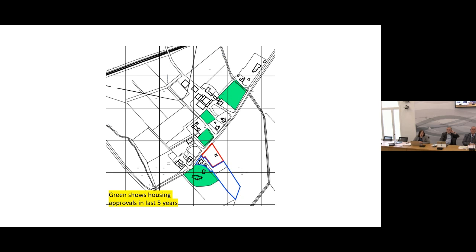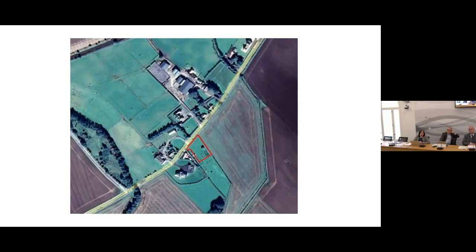This is also some information from the appellant's information. Again, the application site shown in red there, and the green areas are just highlighting where other houses have been granted permission in this area in the last 5 years. Next slide, please. This is an aerial image just to give you another impression of the application site in red there around the paddock area and the existing development on either side of the road.